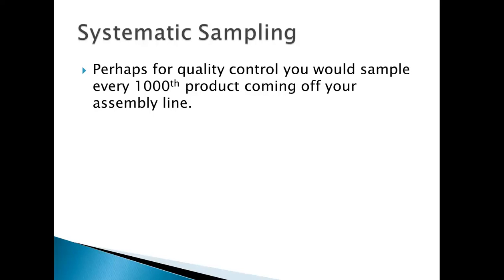In systematic sampling, you just find a system. So you sample every 1,000th product coming off your assembly line, or every 50th student, until you have the number you need for your sample.